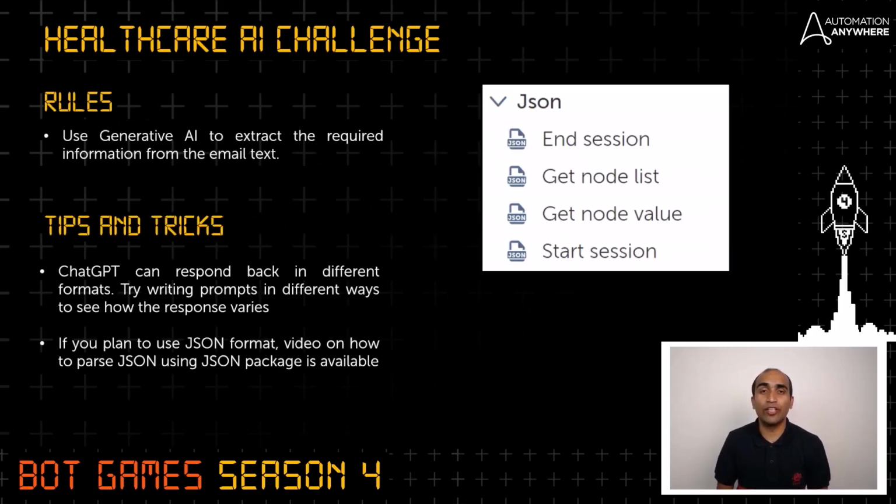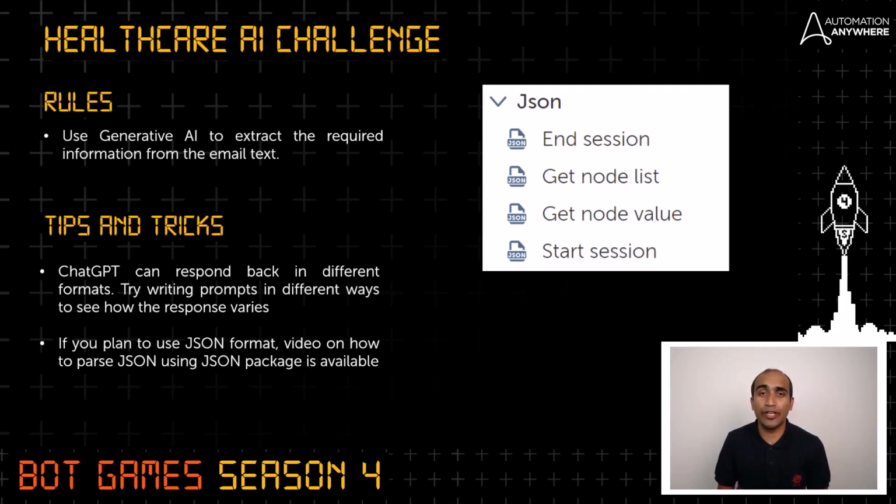Let's take a look at the rules. The only rule you have to follow is to ensure you extract the values from the email body using a generative AI service provider of your choice, or you can just use ChatGPT, for which we already have a package in our bot store. If you are using your own control room, then you can download this package and import it to your control room. If you are using Community Edition, this is already preloaded.